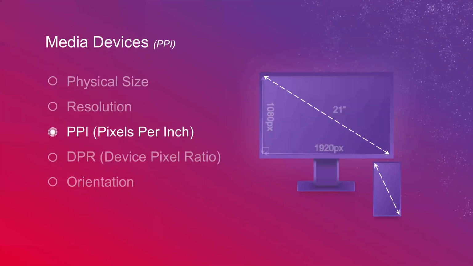PPI, pixels per inch. So pixels, as in plural, per inch, as in the measurement we talked about earlier. So it's pixels, which is a thing that is digital, within something physical: pixel per inch.